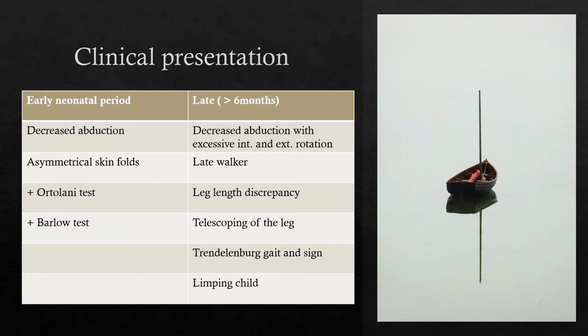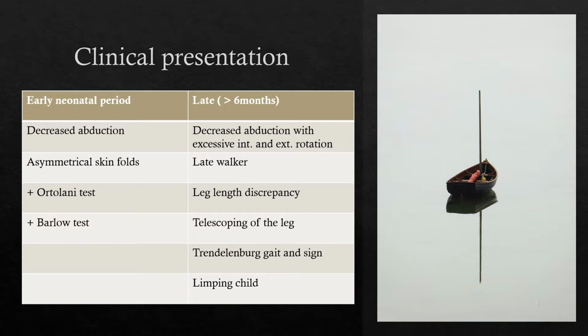Clinical presentation of DDH is usually separated into two periods, the early neonatal period and the later period, which is beyond 6 months of age. In the early neonatal period, if they present during this time frame, they would usually present with a decreased abduction, asymmetrical skin folds by the buttocks, positive orthopaedics test, and positive Barlow test.